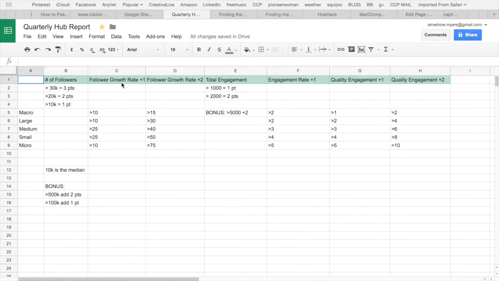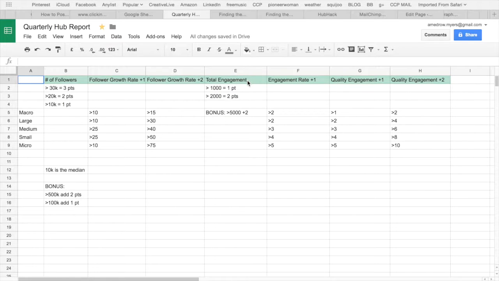Follower growth rate, you got a point if your growth rate met these metrics. So if it was greater than 10% for a macro hub. For the medium and small hubs, I had to bump that up because their follower growth rate was actually quite high. So again, to make it statistically meaningful, I had to make that change. You'd earn 2 points if your hub met this metric. So for example, a macro hub, a huge hub, got 1 point if their follower growth rate was over 10%. They got 2 points if it was over 15%. That's how those numbers work.